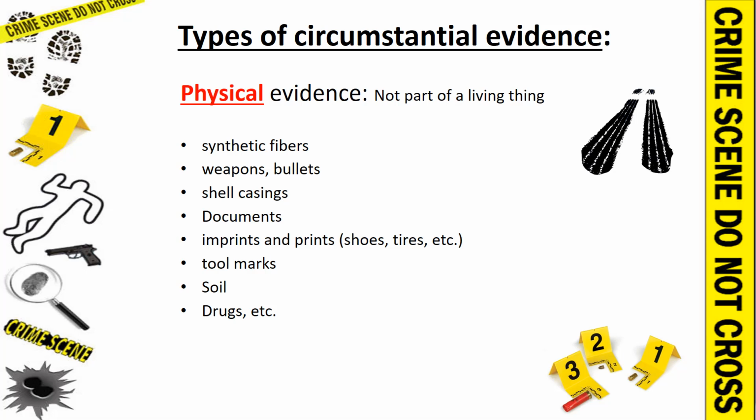So physical evidence is essentially anything that was not part of a living thing. Okay, it doesn't have DNA in it. It never had DNA in it. So synthetic fibers, that would be artificial man-made clothing, weapons, bullets, shell casings, any types of documents, impressions and shoe prints, tool marks, soil, drugs. Let's see, I said weapons already. Clothing that wasn't made out of natural fibers, car paint transfer, dirt. So many different things fall into the physical evidence of circumstantial nature.